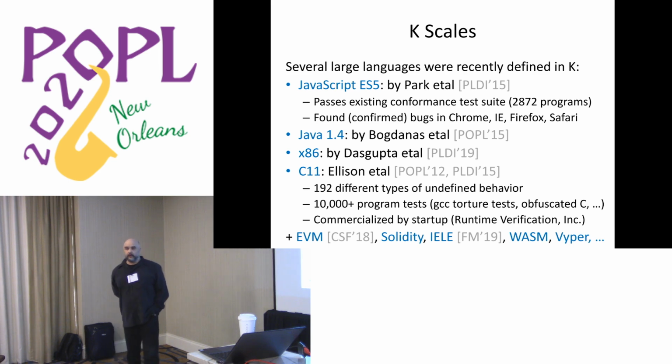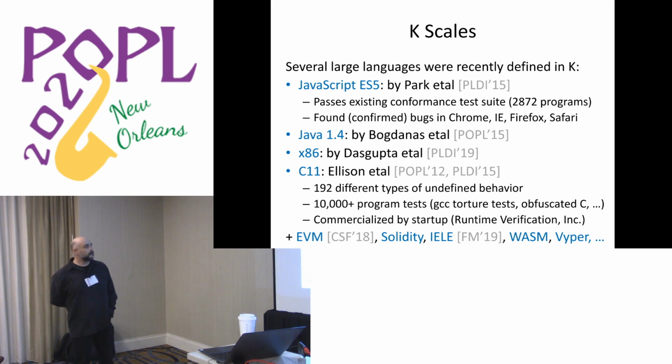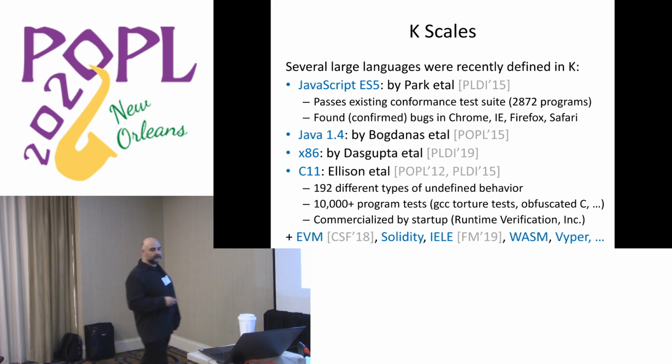But as I said, the whole effort was driven mainly by defining real languages, like JavaScript, Java 1.4, x86, we just finished C11, and now several other languages in the blockchain space. When I said that the effort was driven by defining these languages, the stated goal from the very beginning was to define these languages completely. Not a convenient fragment, enough to write a paper, not even 95% or 99%, but completely.